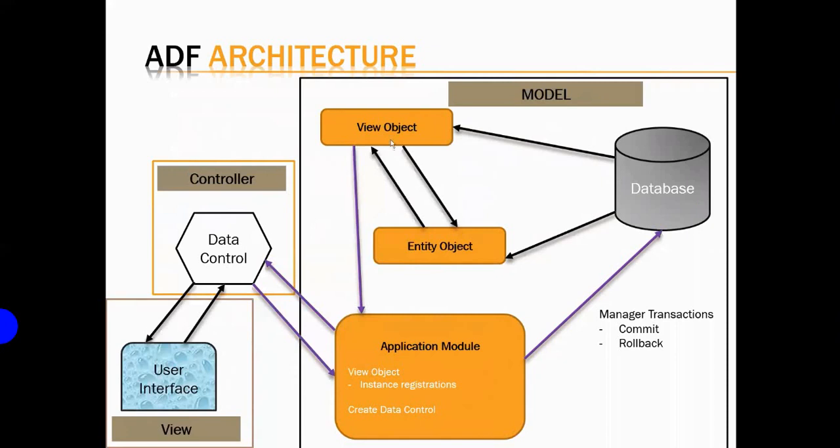Okay, so if you want to show something read-only on the user interface, then we have to refer to the view object. A view object can typically contact the database directly to get the read-only attributes which can be shown on the user interface. But whatever data you want to show on the user interface should come through a view object, and from the view object a view instance is created in the application module, and the data control refers to the view instance to pull the column names or column values and show them on the user interface.